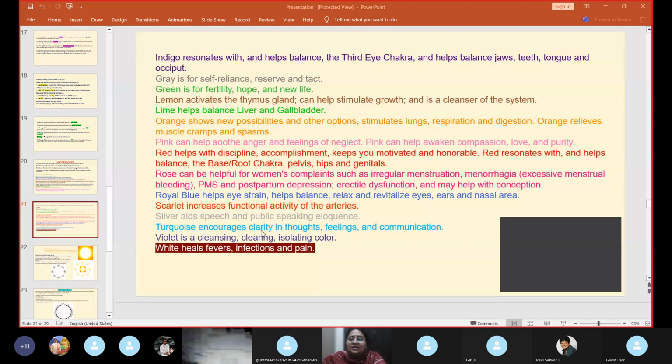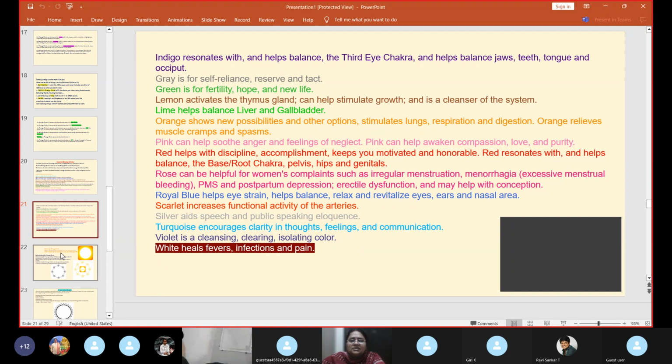Turquoise brings clarity of thoughts, improves your feeling level and your communication. Violet brings cleansing and clearing of the area, thereby isolating any specific intention or desire from many. So whenever we use a violet colored EC, it means that we are focusing on just one desire. And as it is, white heals the infections, pains and fever. So we have a lot of colors to choose from.